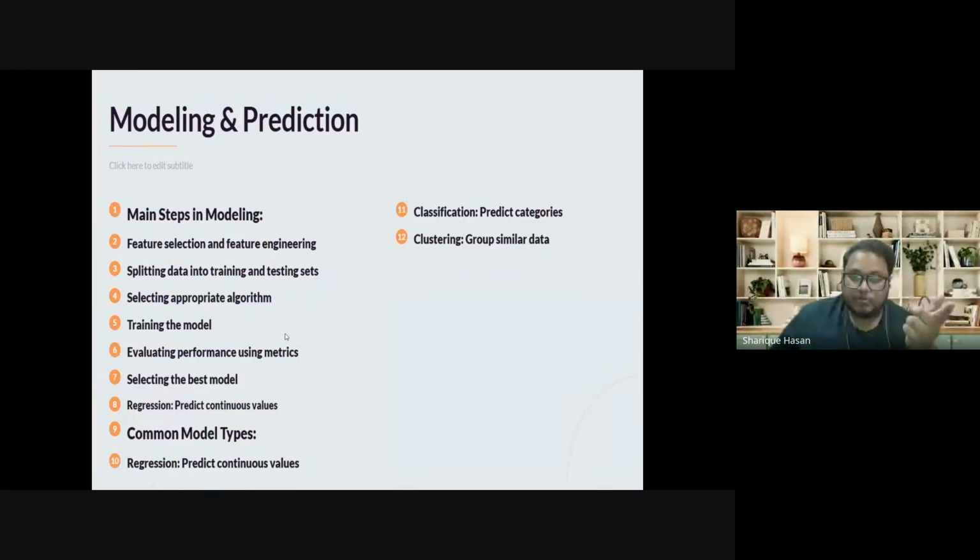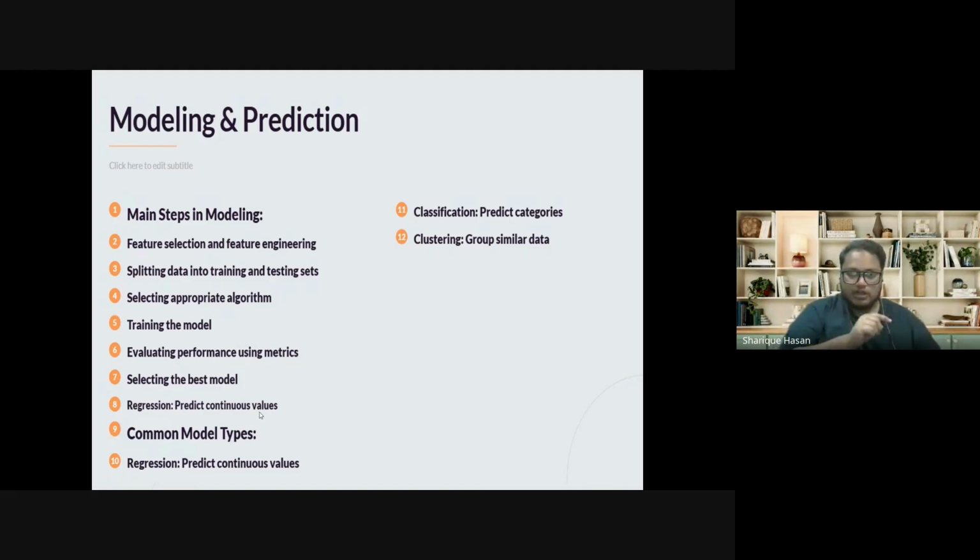Then training the model, which is the training and testing part. Then evaluating performance using metrics. You're going to use metrics to analyze how your model is performing. Then selecting the best model.